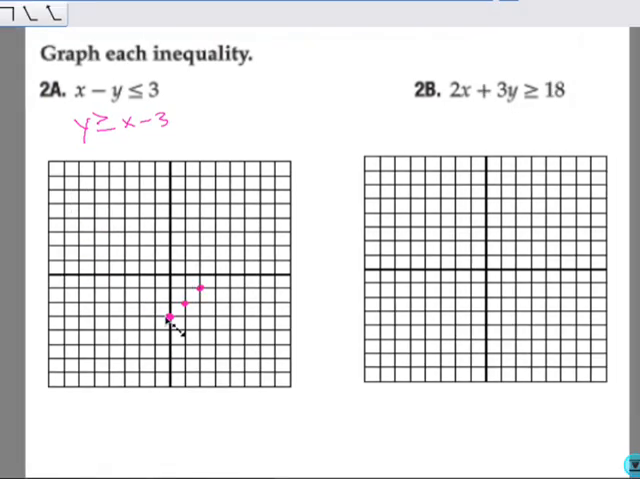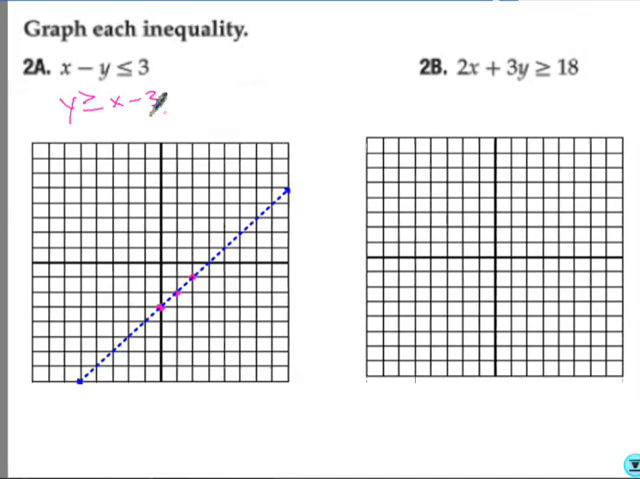Let's get our line drawn. Our line is going to look like this. We'll just extend that down. Then we choose our test point. So our test point, I'm going to choose 0, 0. We can just plug it right back into the original. So we have 0 is less than or equal to 3. That's true. Because that's true, that means our test point is on the true side. So we would shade everything up here. Okay, and that's it. That's all you've got to do.